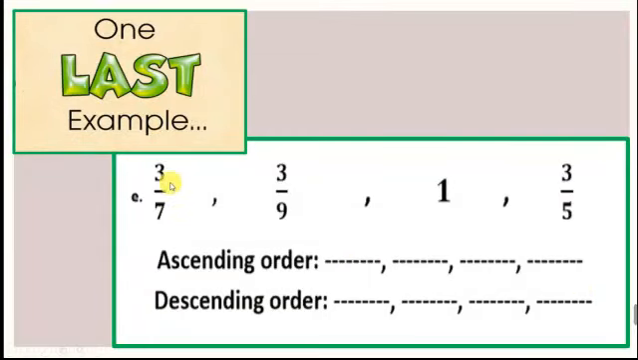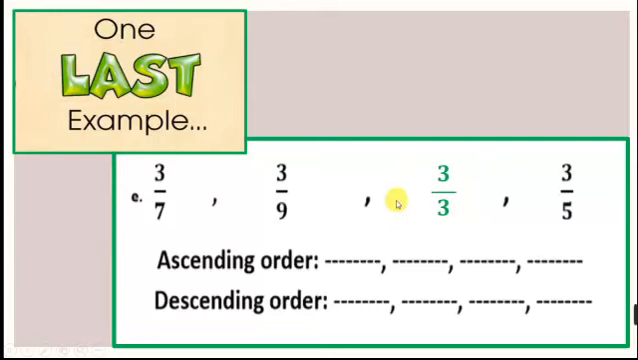Here I have 3 over 7, 3 over 9, 1, and 3 over 5. What is common here? Are the denominators the same, or the numerators? Here the numerator is the same: 3, 3, 3. And for this one, instead of 1, we can write 3 over 3. So they now all have the same numerator.